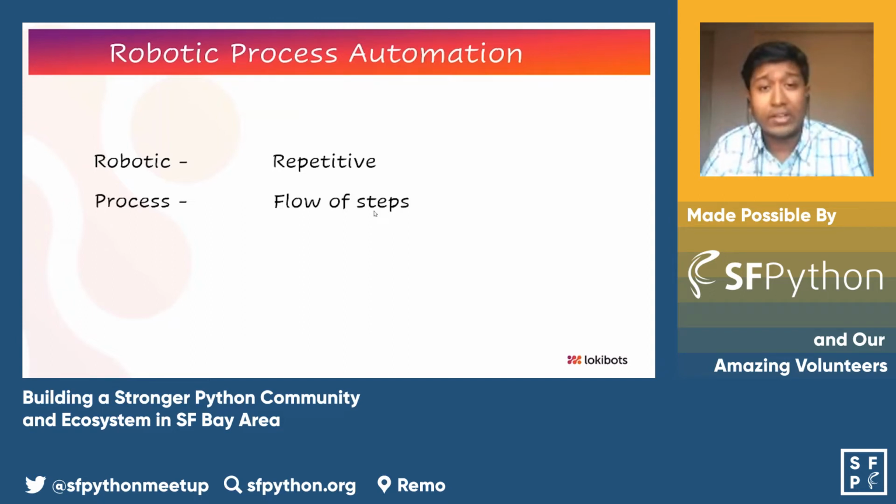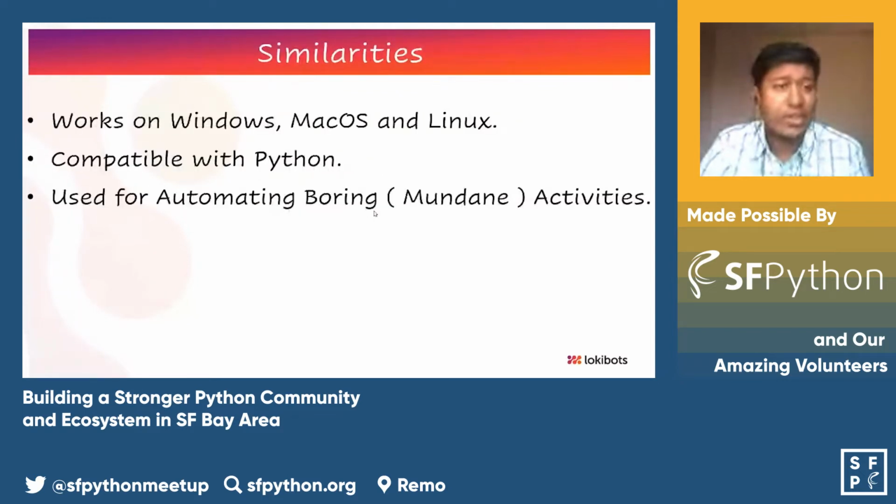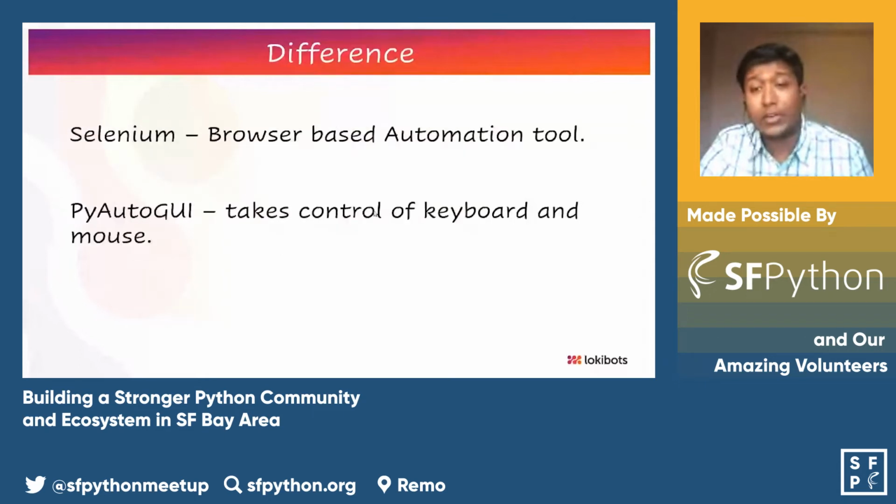What I will be focusing on is pyautogui and Selenium. There are many similarities and differences. Before moving on to an example, let me tell you what the similarities and differences of these two libraries are. There can be any other library used for automation of our day-to-day activities. The similarities between these two is they both work on Windows, Mac OS, and Linux. Both are compatible with Python, and both, importantly, are used for automating mundane activities of ourselves. The difference: Selenium is actually browser-based automation, whereas pyautogui takes control of the keyboard and mouse.